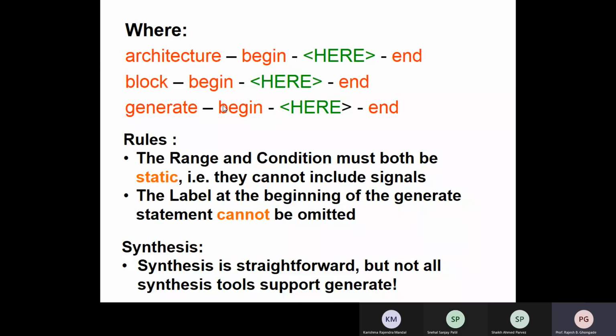The label at the beginning of the generate statement cannot be omitted. This is one very important thing. We have already seen that labels were optional, but not here. Again, synthesis is straightforward, so this is again synthesizable. Please don't forget to update the last page of your notebook into 2 columns, synthesizable and non-synthesizable.